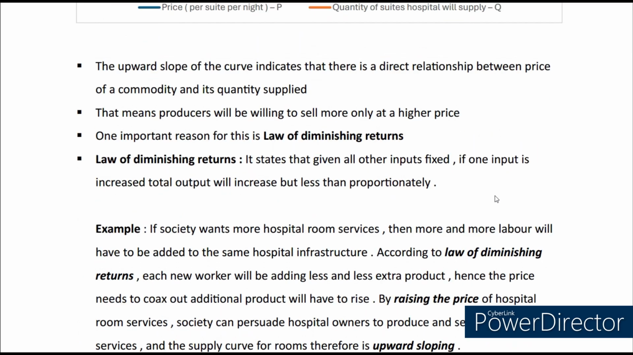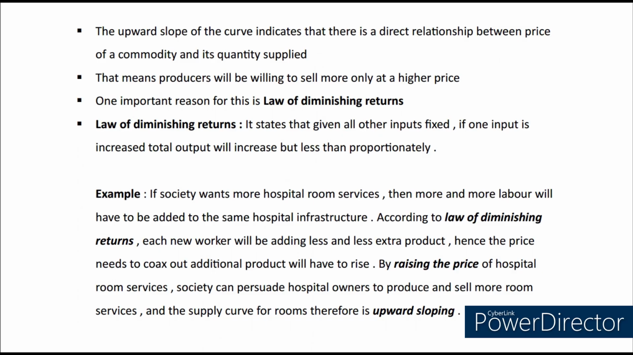So one important reason for this is the law of diminishing returns. So what does it mean? It states that given all other inputs fixed, if one input is increased, the total output will also increase, but less than proportionately. So let's understand with an example. If society or people or patients want more hospital room services, okay, what does this hospital need to do? They need to take more labor, they need to recruit more workers, right? So according to the law of diminishing returns, each new worker will be adding less and less extra product. Okay, so to compensate, they need to increase the price of the rooms.